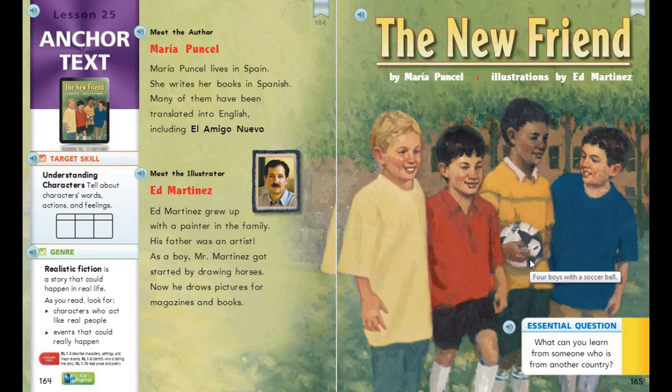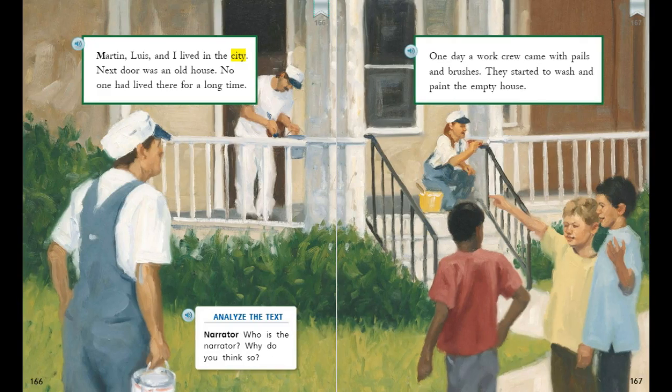If I were to set a purpose for reading, the title says that the story is about a new friend. And the 4 boys in this picture all look like friends. So I'm not sure who the new friend is, and I'd like to read this story to find out who it is. So you're going to pause the video now, and you're going to begin reading. Remember, the story ends on page 181. So you're going to read up until that page, and then come back to the video, and we're going to think through the text together.